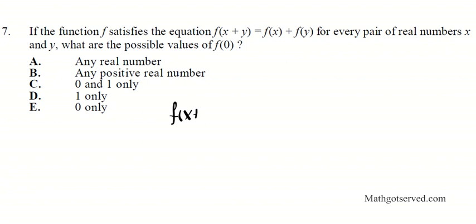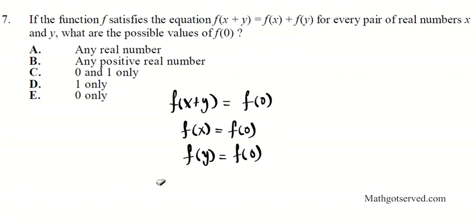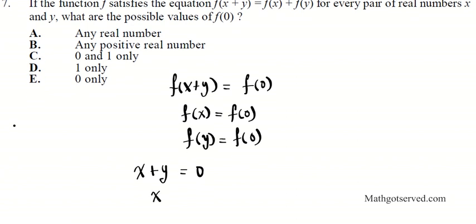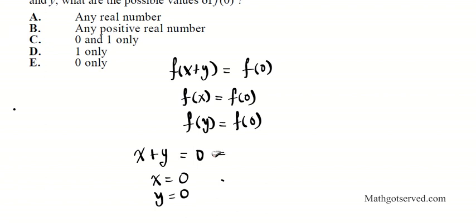f of x plus y is going to be f of 0. f of x is going to be f of 0. And f of y is also going to be f of 0. So what does this tell me, basically? It tells me that for this scenario, x plus y has to be equal to 0. And also, x has to be 0, and y also has to be 0, because we're looking at f of 0.